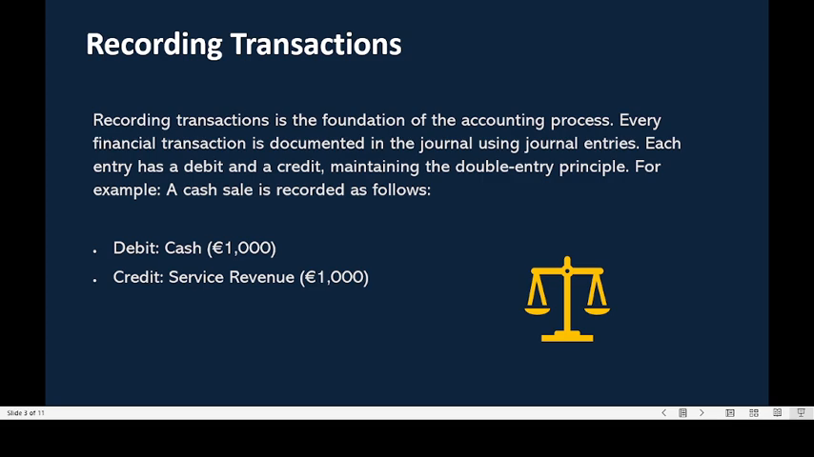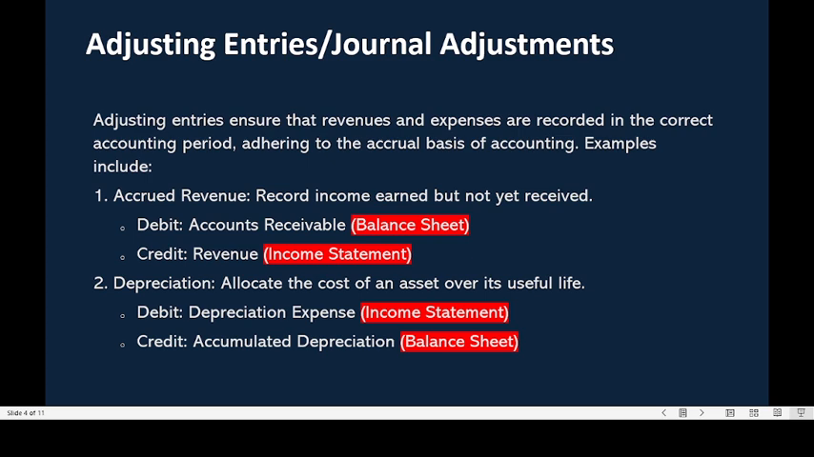Adjusting entries are non-routine transactions that often arise from management estimates or other entries that are required because of the adoption of the accruals basis of accounting. For example, the following journal is required to be made to record income earned but not yet received. Debit, accounts receivable. Credit, revenue.